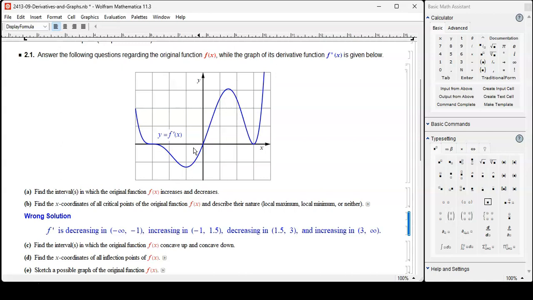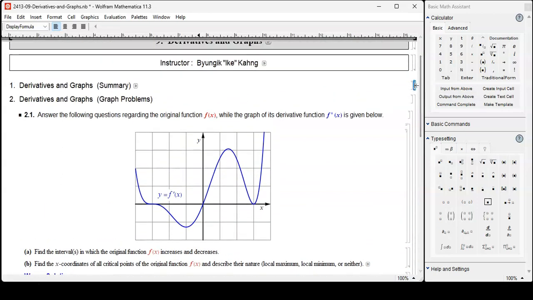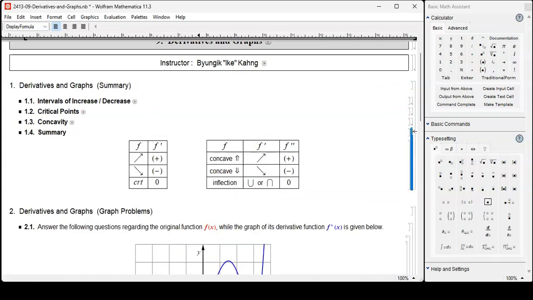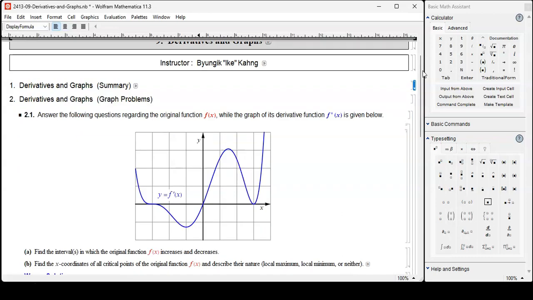Remember, this is a derivative function, and the answer is about the original function. And how are they related? Like this. Let me copy and paste this thing again.